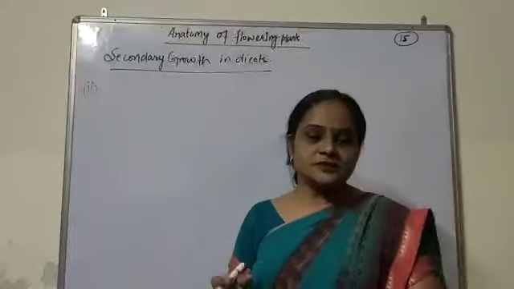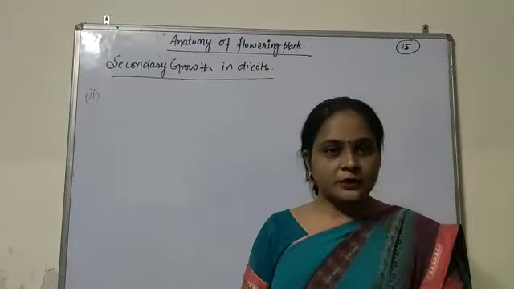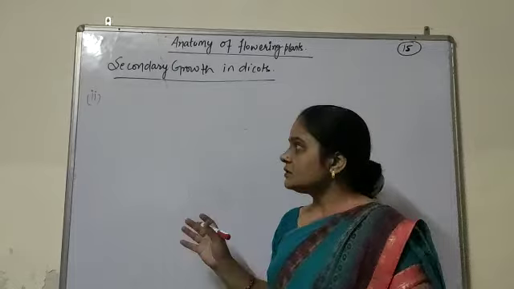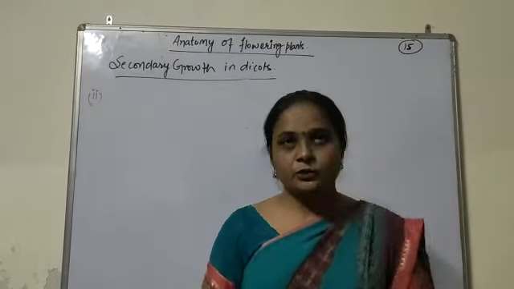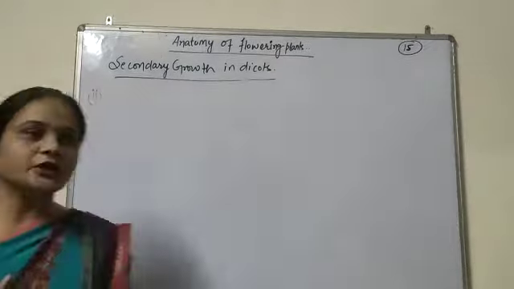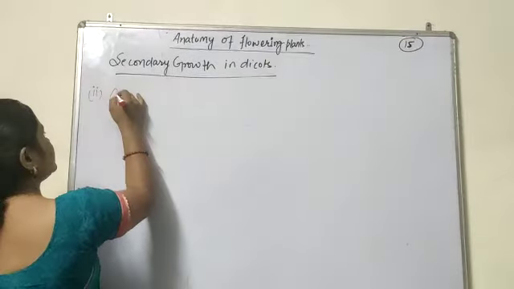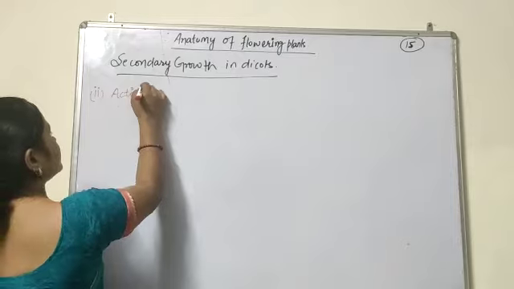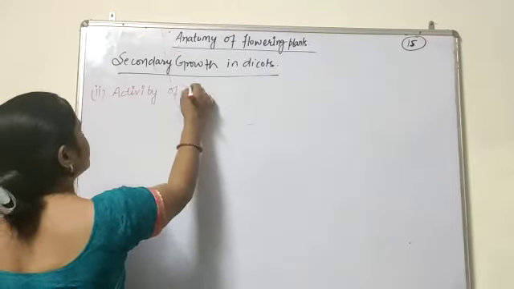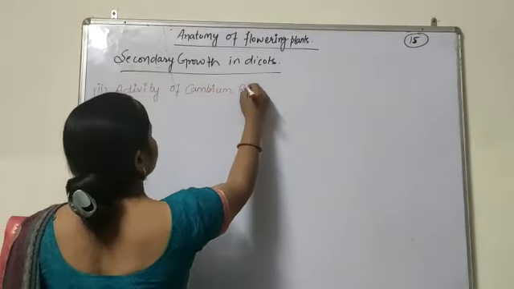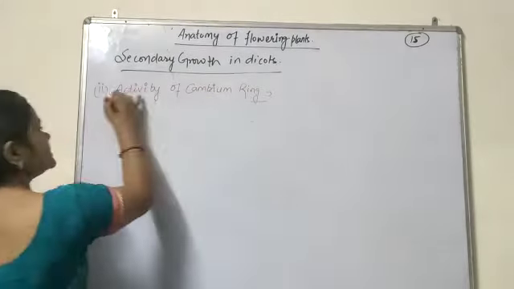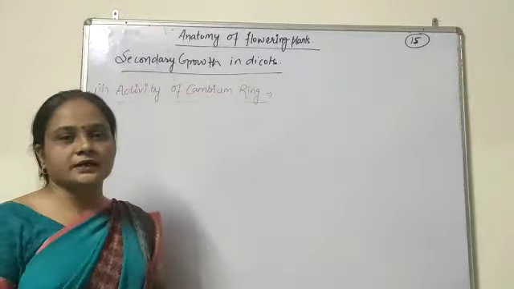Last video we were discussing the secondary growth in the dicot plant. In this video we will continue with the secondary growth. Now the second part of the secondary growth is the activity of the cambium ring. Activity of cambium ring means how this cambium ring becomes active, or you can say shows meristematic activity.